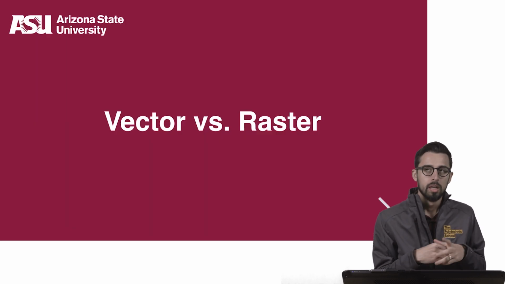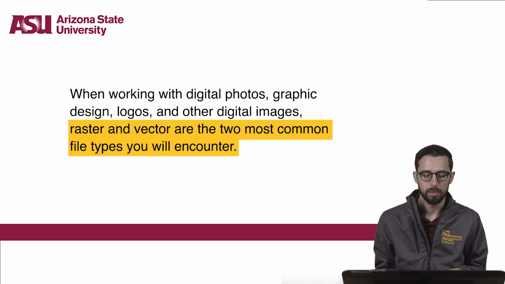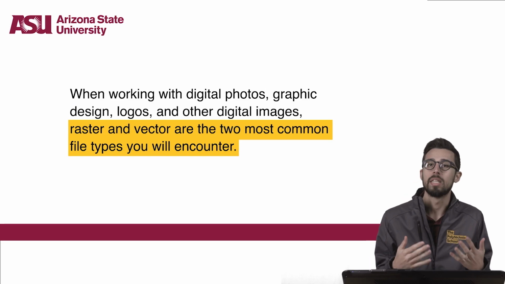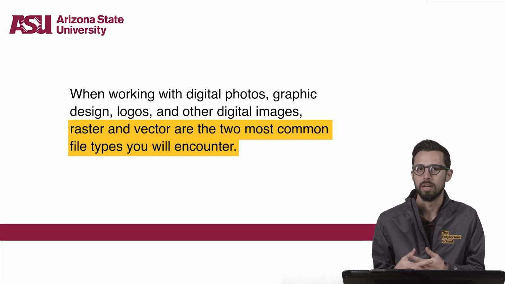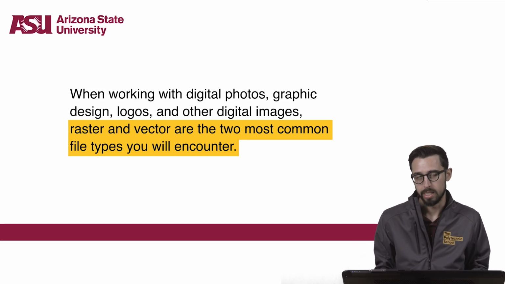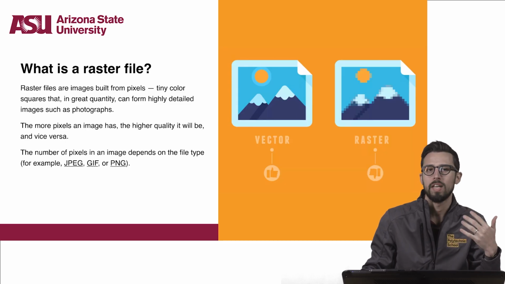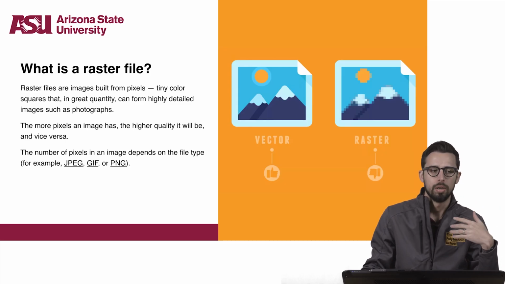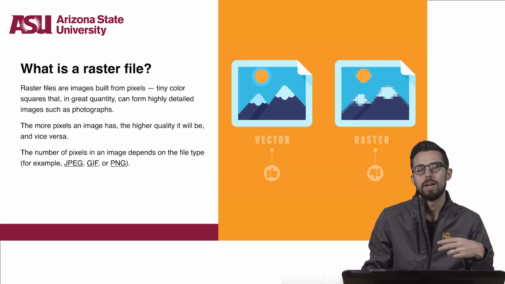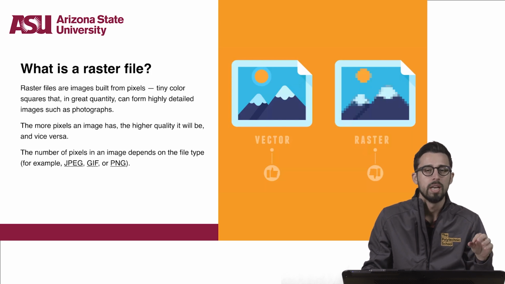So to get us started, let's talk about vector versus raster imaging. There's really two main types of digital image files. There is raster and there is vector. We're going to break both of these down. Digital photos and detailed graphics both come in raster form. Some popular types of raster files include JPEGs, PNGs, and GIF images.